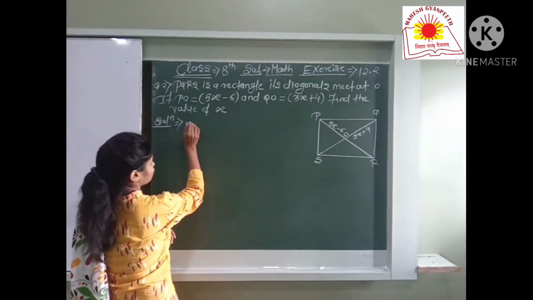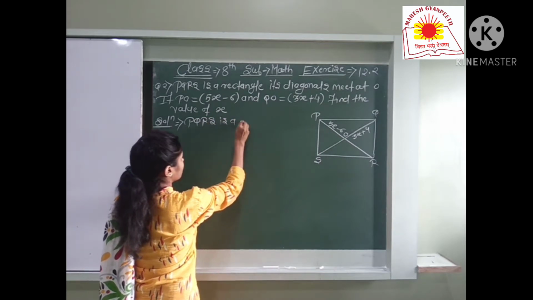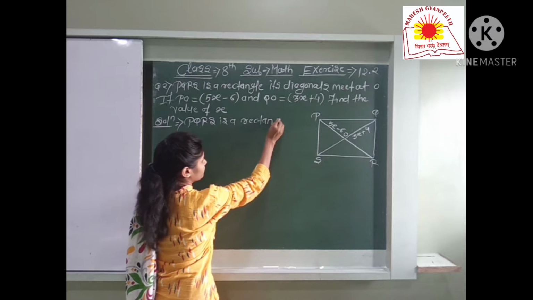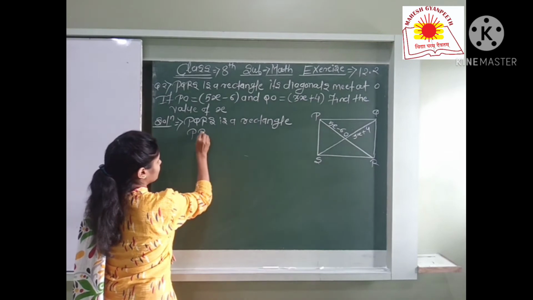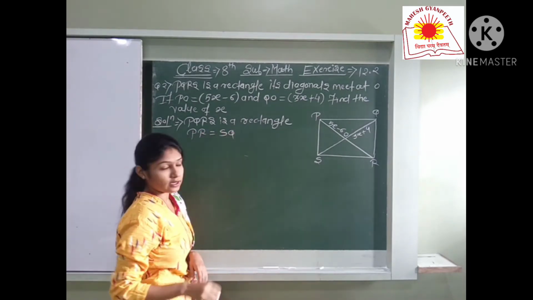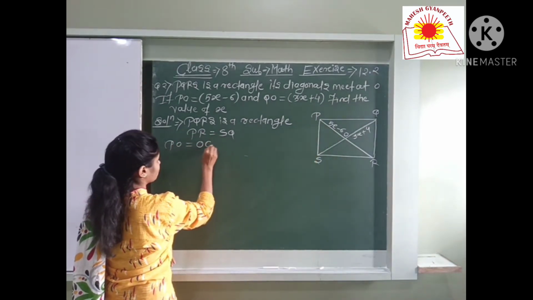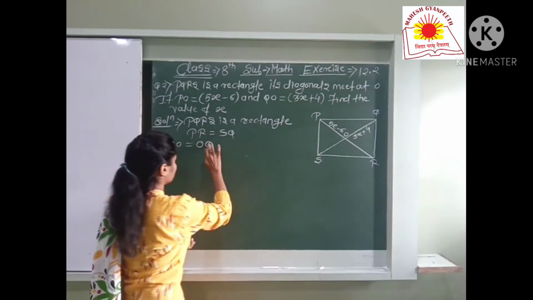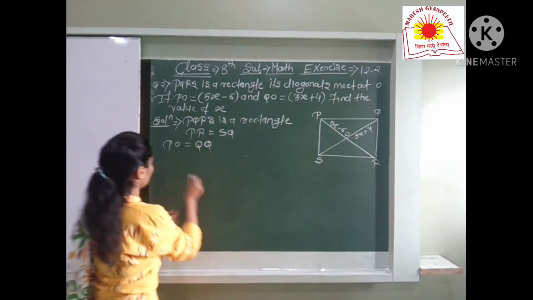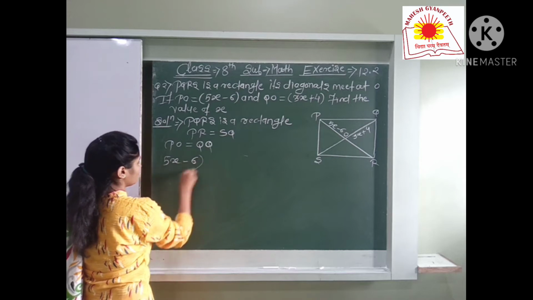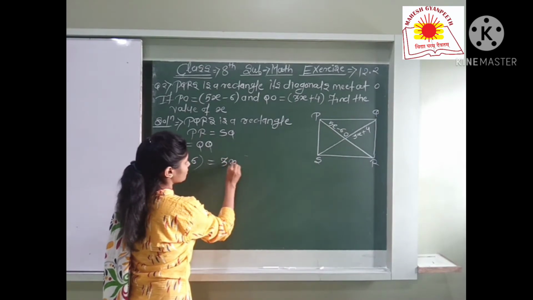So how to solve this question? Very easy question. First we write down the given: PQRS is a rectangle. Then PR is equal to SQ, the diagonals are equal. Then PO is equal to QO. The value of PO is 5x minus 6, and the value of QO is 3x plus 4.